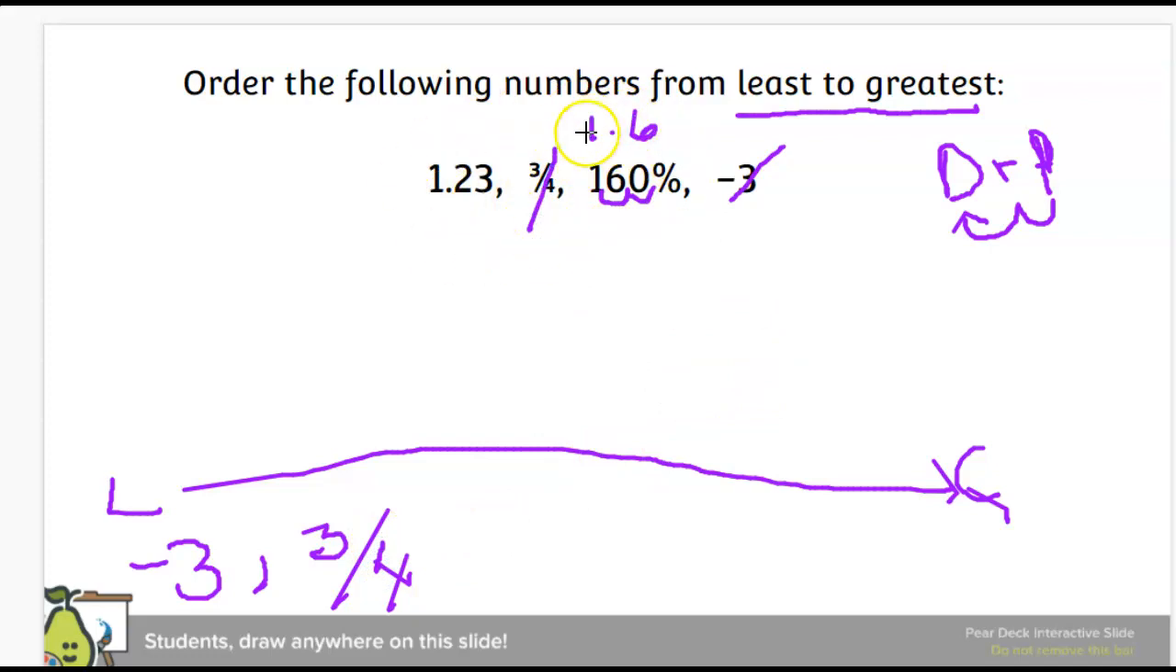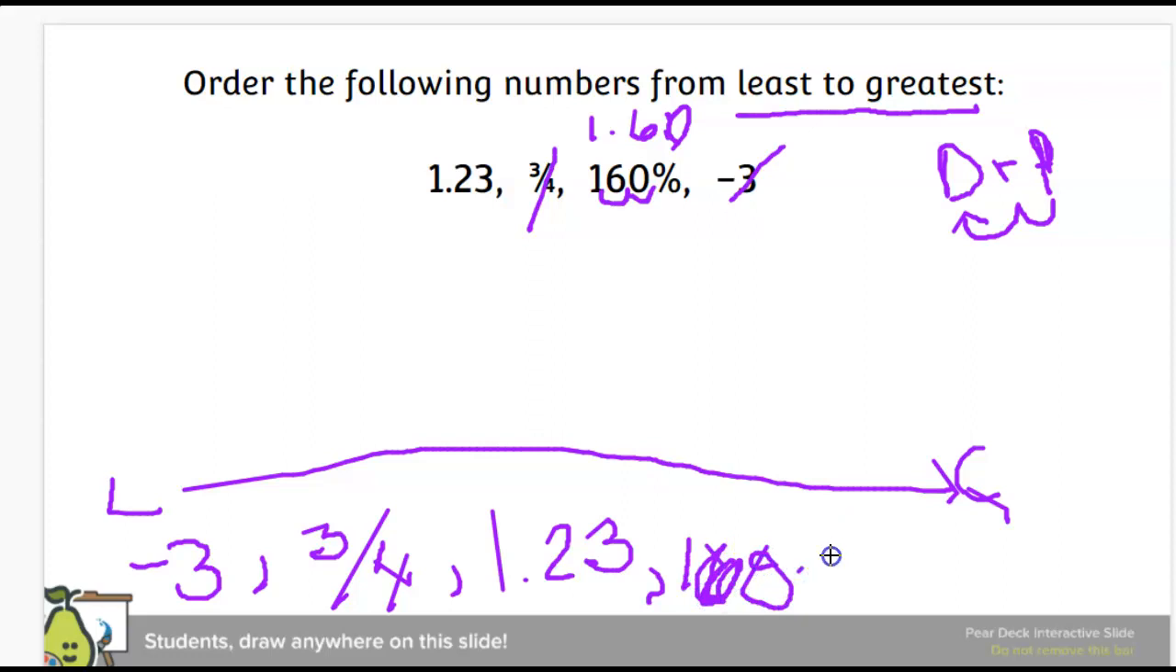And then I look and I go, okay, I've got 1 6/10 and I've got 1 23/100. I do not want you to think about putting this one as the greatest just because it has more numbers. That is not correct. Remember, you have to think of this like a ghost 0, right? So this is $1.60. That's $1.23. Place value is important. $1.60 and $1.23. That means that the $1.23 is the next least. And so my last one would be 160%.